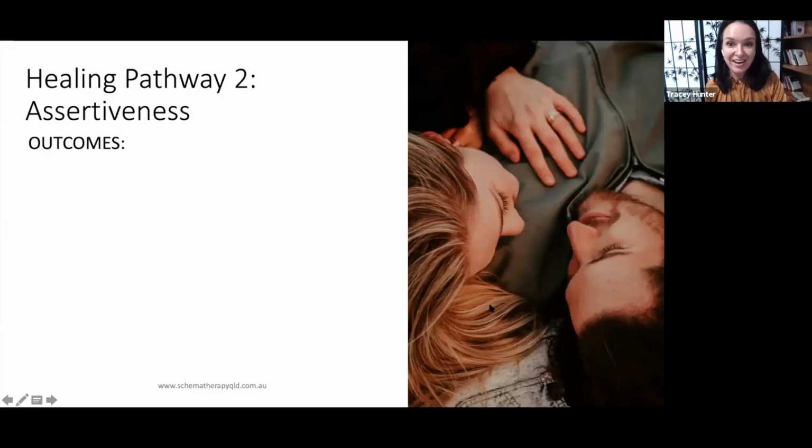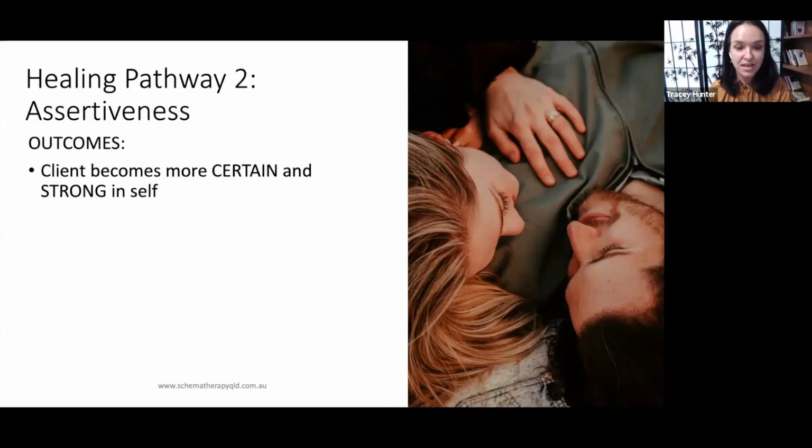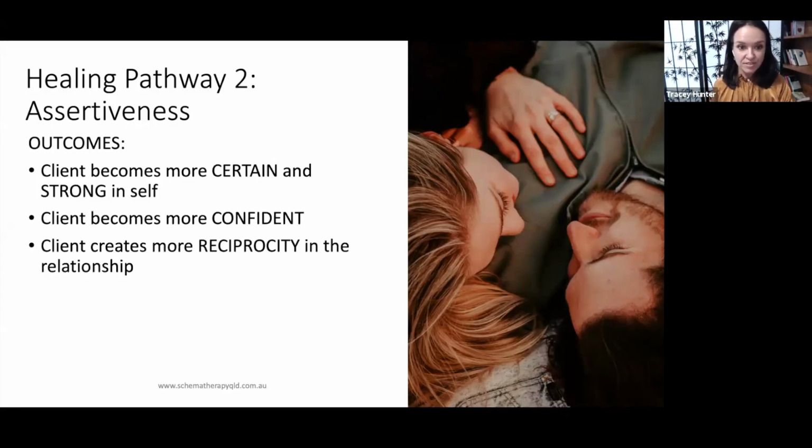All right, so what are the outcomes of taking this healing pathway? All right, we're about 10 minutes to go. The outcomes of taking this more assertiveness pathway, which is setting limits on other people's moods, are that your client becomes more certain and strong in themselves. So they start to feel really quite autonomous and strong within themselves, confident in themselves. The client then starts to create more reciprocity in the relationship.